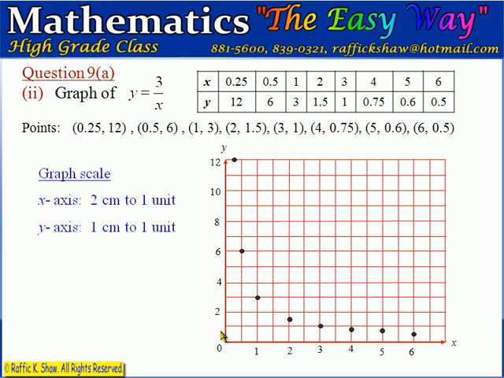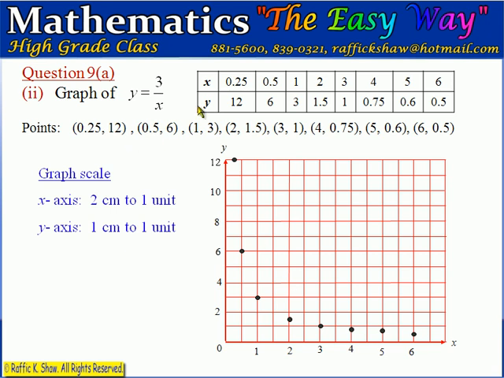This point is 3, 1, so it is an x value of 3, y value of 1 right here. And here for this point, x is 4, y is 0.75, that's it. This point, x is 5, y is 0.6. And the last point here, x is 6, y is 0.5.